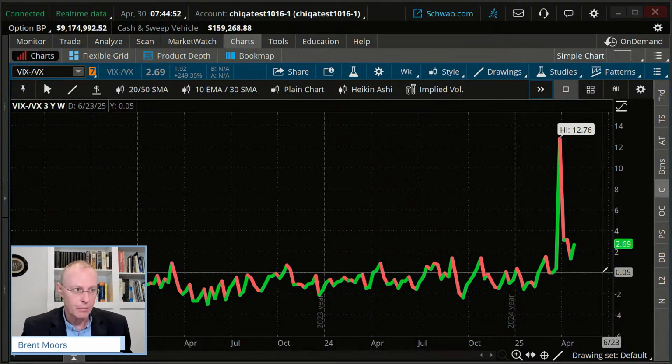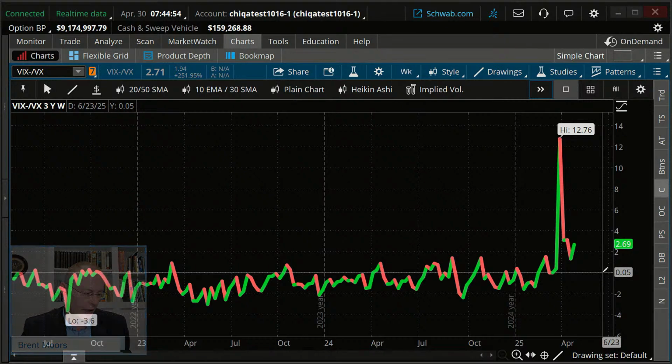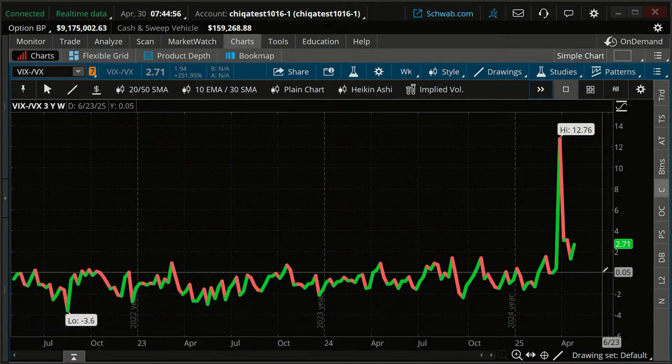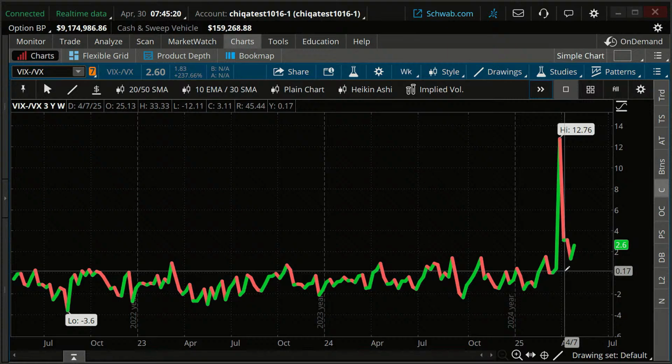Most of the time, this is going to be in an area of what we'd call contango. In other words, the present value of the VIX is going to be lower than the future value of the VIX. That would be anything under the zero level. And I'm below, and that's where my line is right now, the zero line. And you can see most of the time that's where we're at.